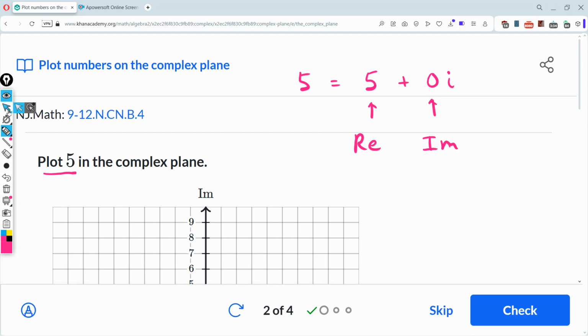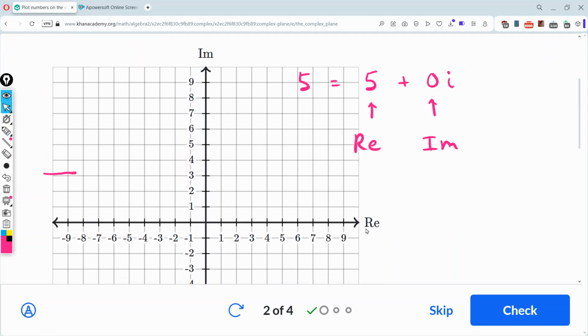All right, pretty simple. So when you go down to the graph, for the real part, you count out 5 units on the real axis: 1, 2, 3, 4, 5. And on the imaginary part, don't move at all. So this is imaginary equals 0 right there. So that's it.